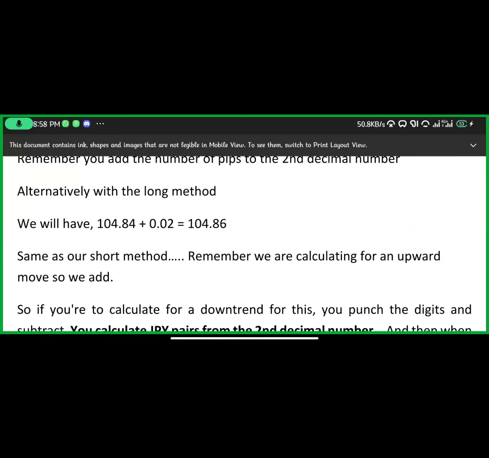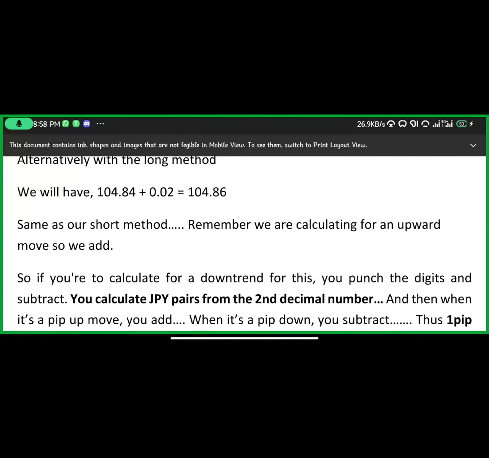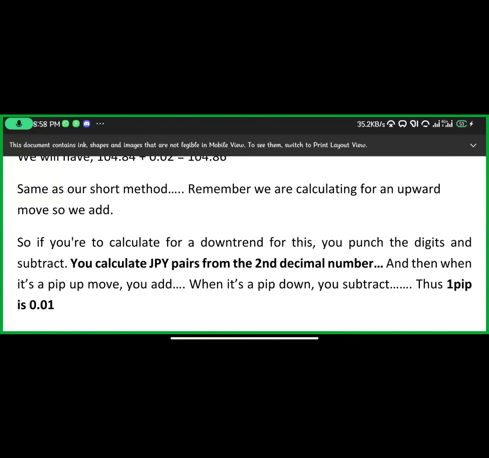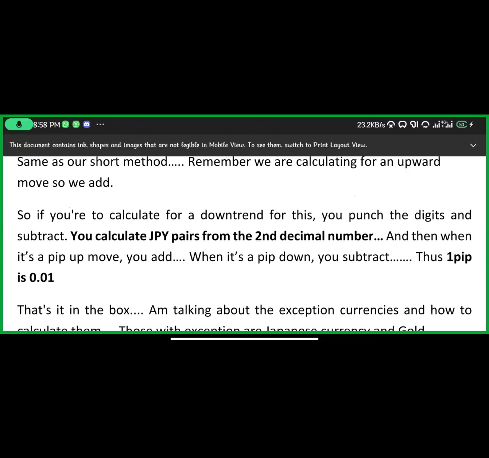But remember, we are calculating for an uptrend. That means we are adding. But now we are calculating for a downtrend. You can even use your calculator to do the calculation manually. And if you are very good with mathematics, you can do it without even calculating. You can just use your head to calculate it. And if you think you are going to be confused, you can use your phone calculator. So calculating JPY in a downtrend, that means we are going to remove 2 decimal places from it. Do you get it? Remove 2 decimal.